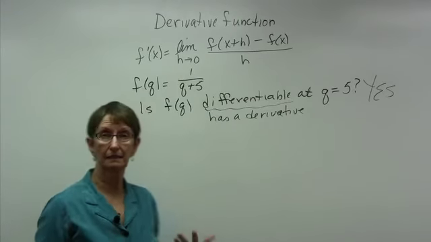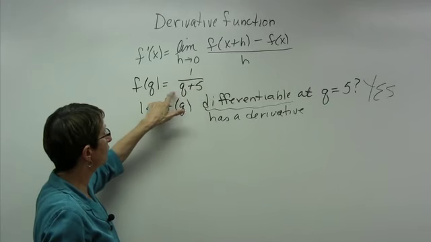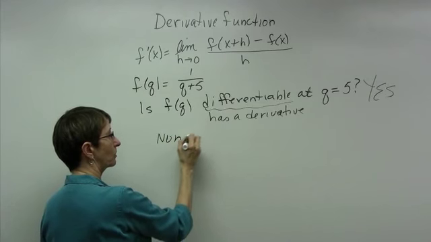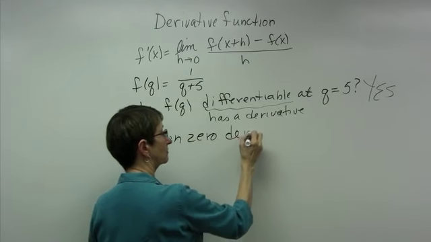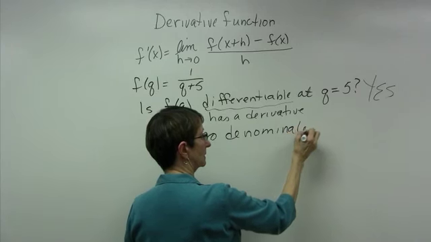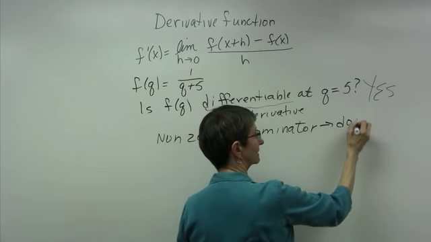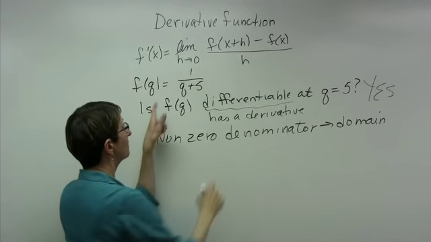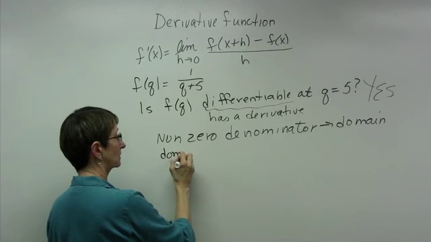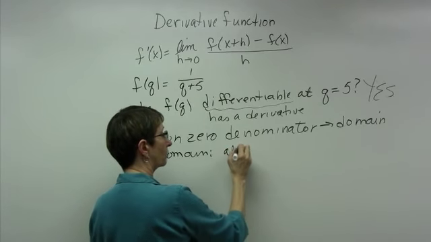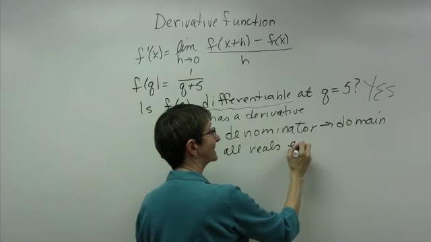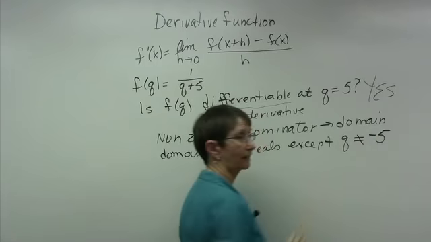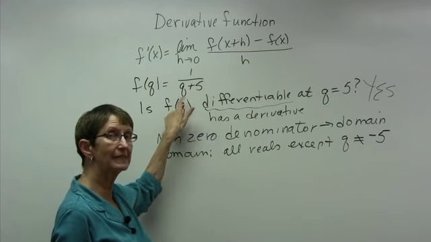So let's look at the domain. 1 over q plus 5. I have to have a non-zero denominator. Always. That gives me the domain if I can get every value that does not give me a 0 in the denominator. So my domain here would be all reals except q does not equal negative 5. I cannot plug in negative 5. It gives me a 0 in the denominator.